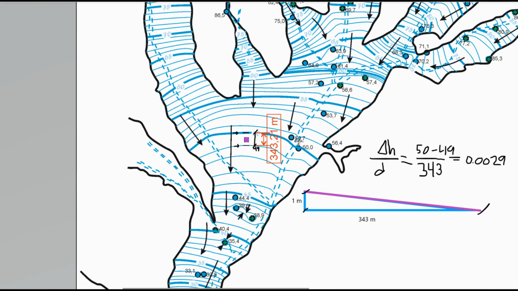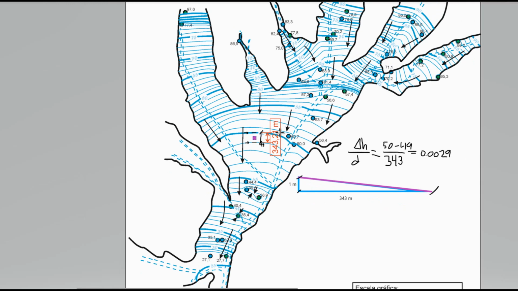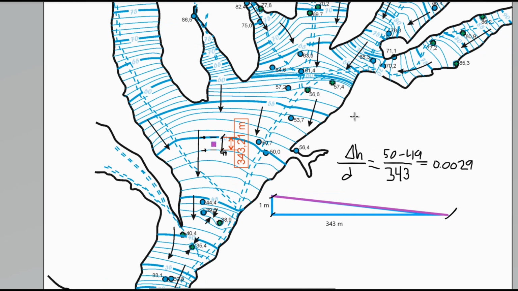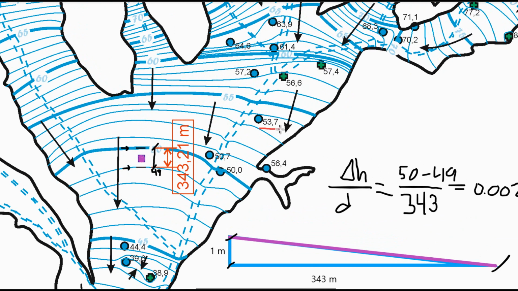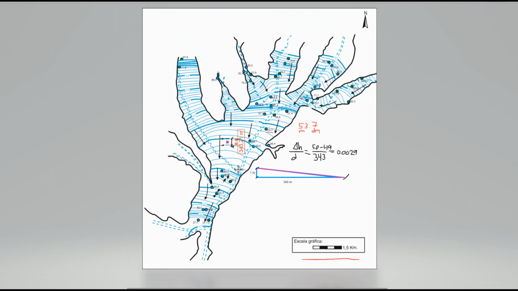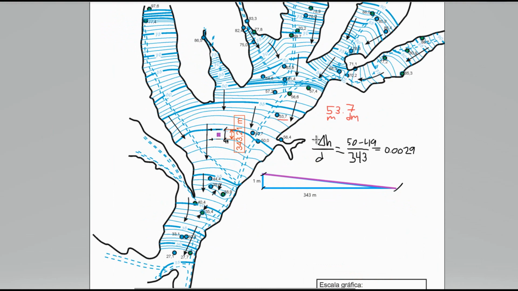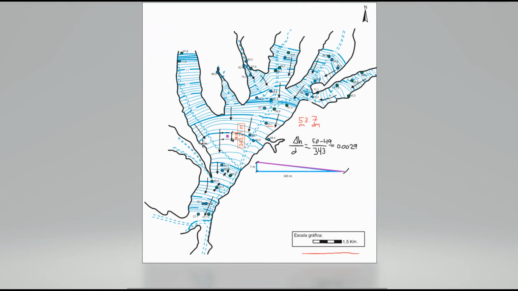One more thing I want to say here is to pay attention to the groundwater elevation at each well. You can see that it has a decimetric precision. In this case, for example, it is 53.7, where 53 is the meters and 7 is the decimeters. Then in this map we have an accuracy of decimetric precision, and that's good because the scale of work is really big.